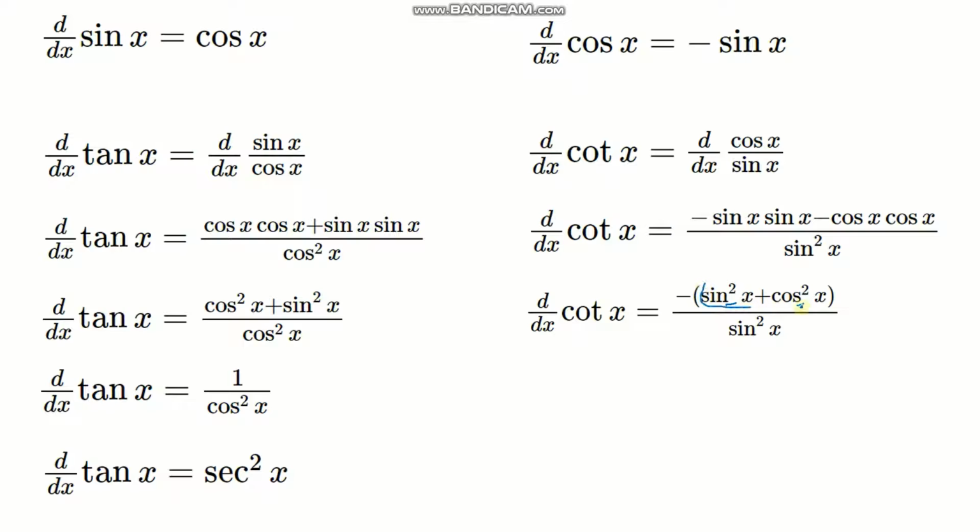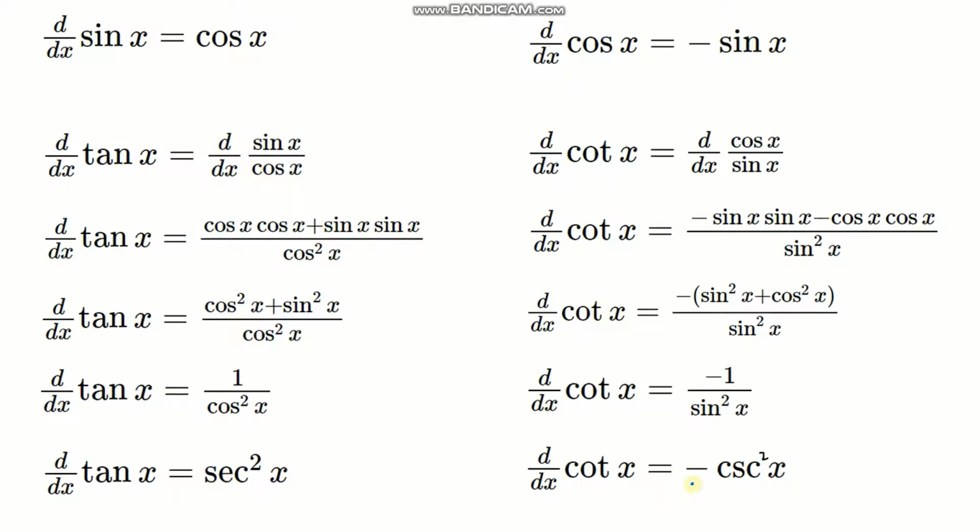And then again, sin squared x plus cosine squared x is nicely equal to 1. So we have negative 1 all over sin squared x. And what is 1 over sin squared x? That is cosecant squared x. So the derivative of cotangent x is negative cosecant squared x. Okay, we're done with tangent and cotangent. We proceed to the derivative of secant x.